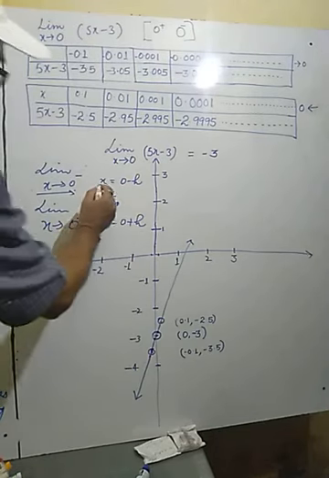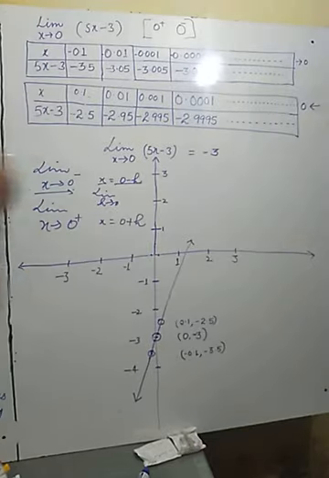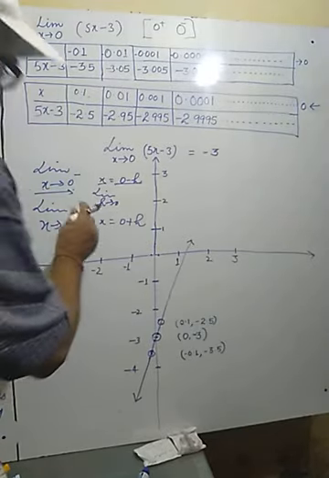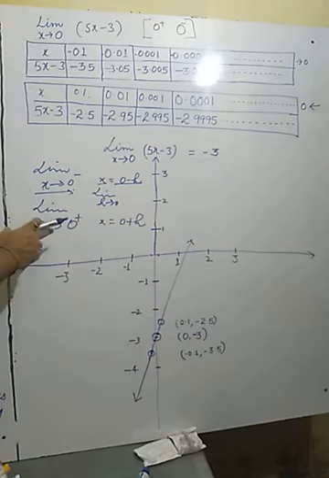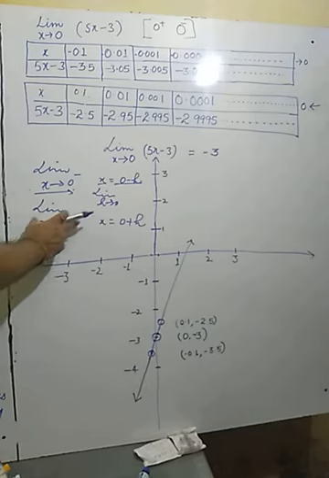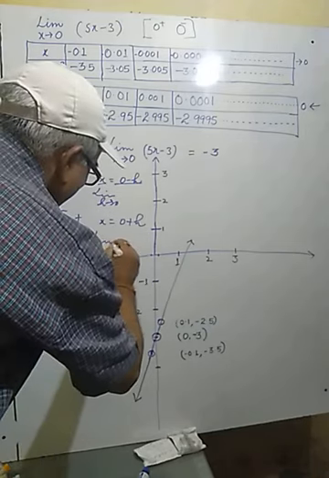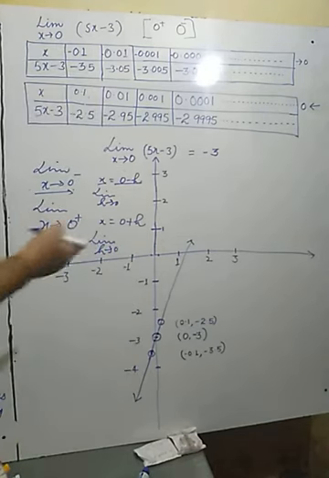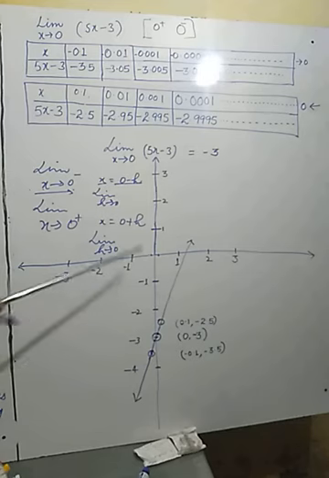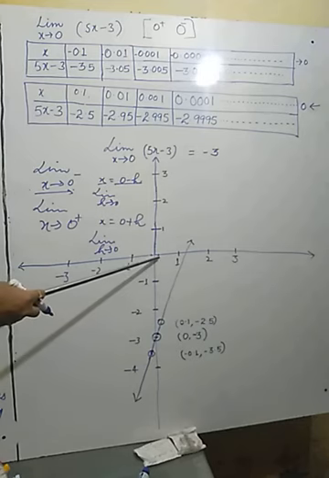And in the place of x, what will be noted down? 0 minus h for the left hand limit. And here x equals 0 plus h means we are talking about x extends to 0 plus. So what limit will be there? At that time, limit h extends to 0 positive, just approaching 0.